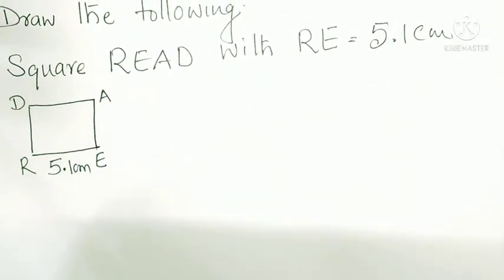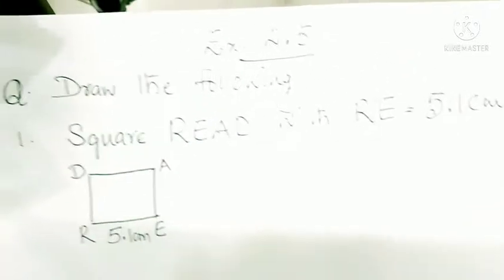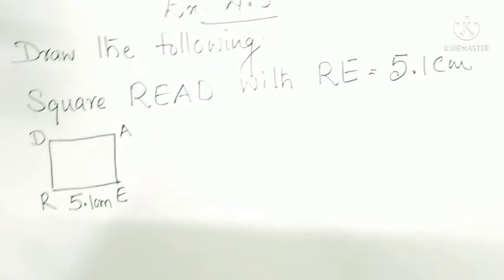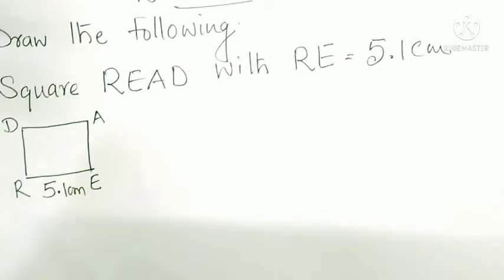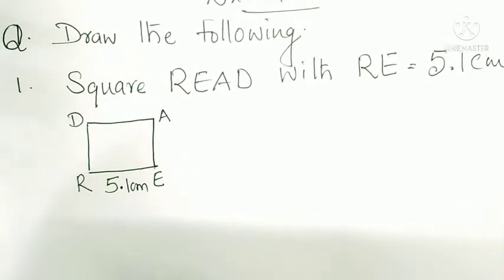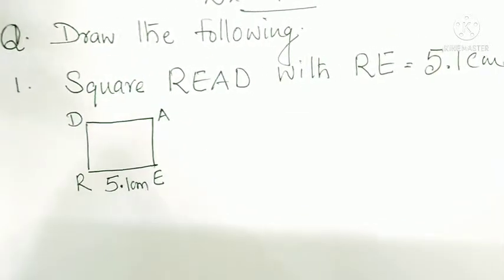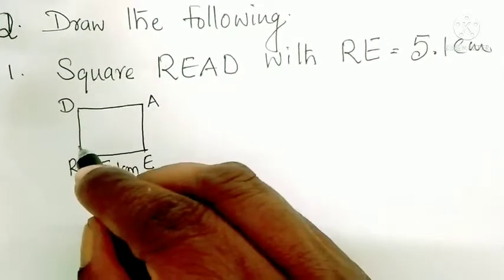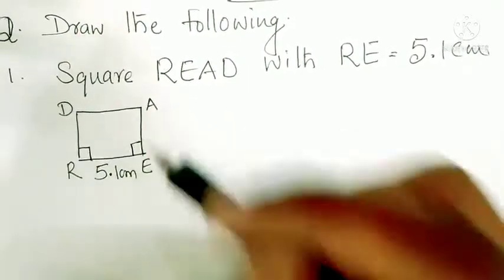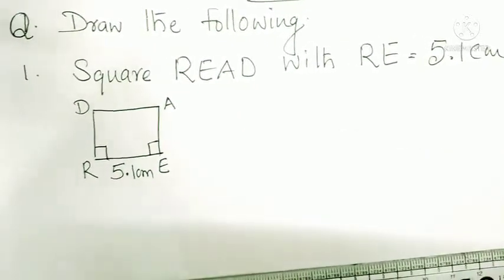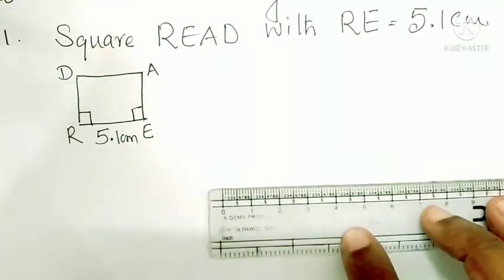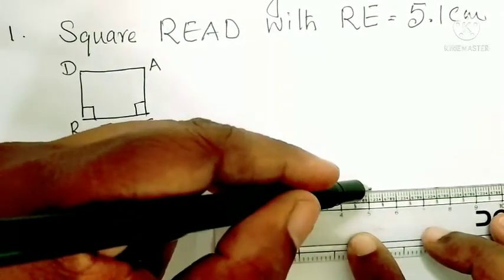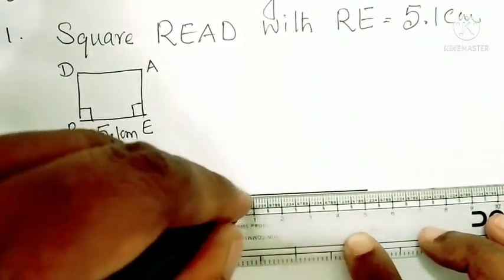Now let us see exercise 4.5. The first question, draw the following. The first one is a square READ, with RE equal to 5.1 centimeter. So as you know, the square has got all four sides equal, and all the angles will be 90 degree. Okay. So what we will do first, draw a line segment of 5.1 centimeter. First take 5 and then the next smallest point 5.1.